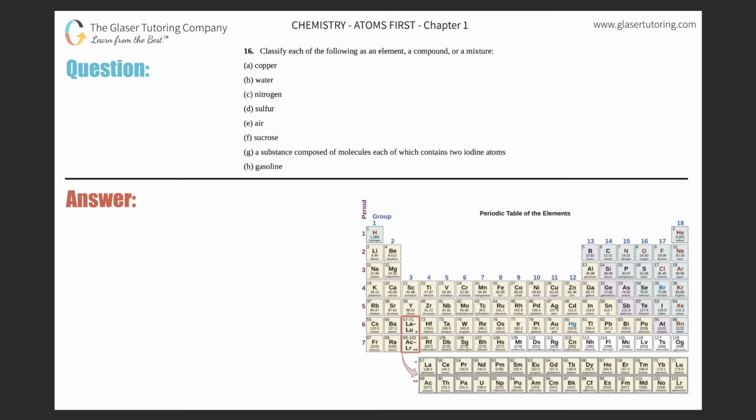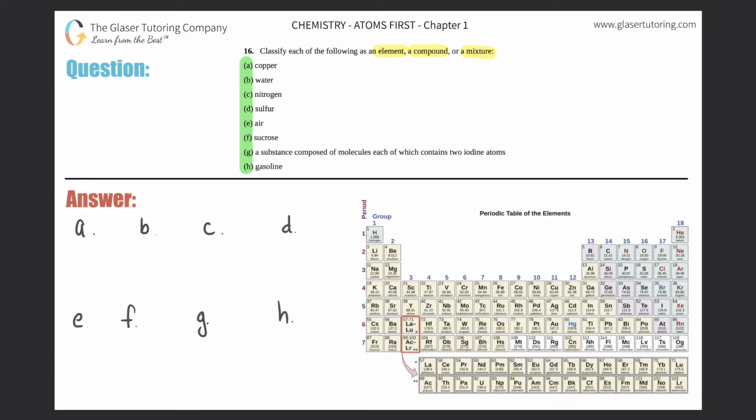Number 16. Classify each of the following as an element, a compound, or a mixture, and then I see we have A through H. So the first thing that I want to do is I just want to write down A through H over here. So A, B, C, D, E, F, G, and H.